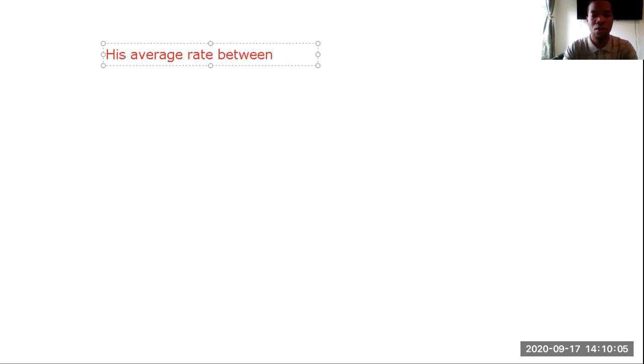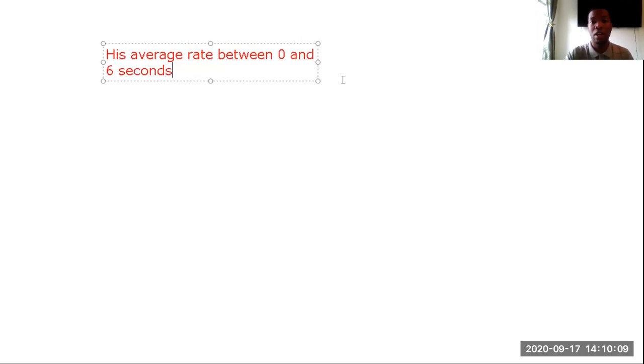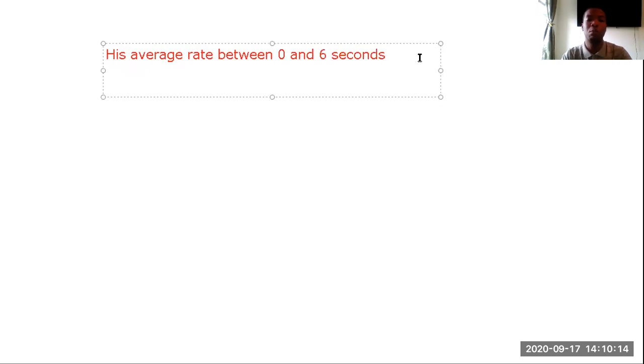Between 0 and 6 seconds. So this is like talking about his speed, all right? And the formula for speed, this is something you need to write down, is distance over time. And that's how we find the rate. It's like when we're driving the car and people say we're going 25 miles per hour. Miles is the distance, hour is the time. That's the rate. In this case, we're dealing with feet and seconds.